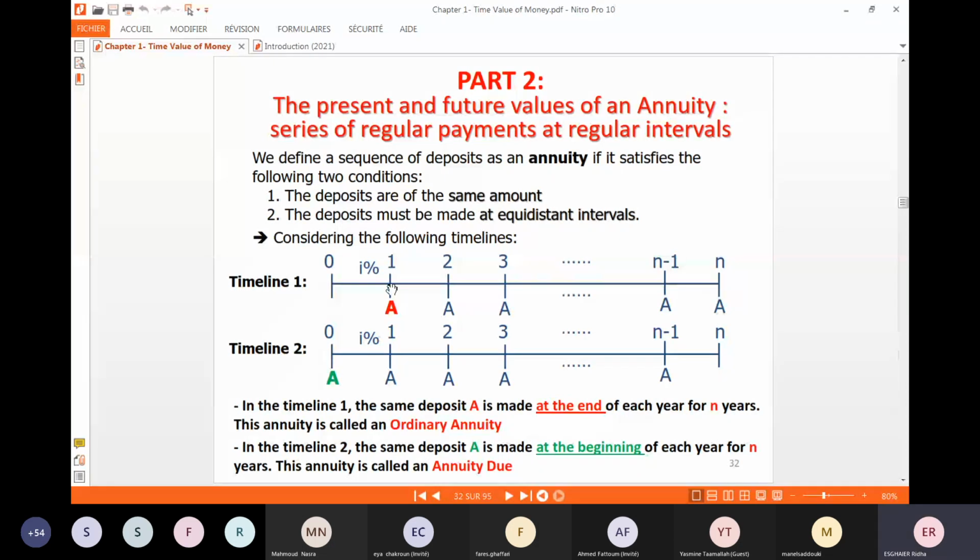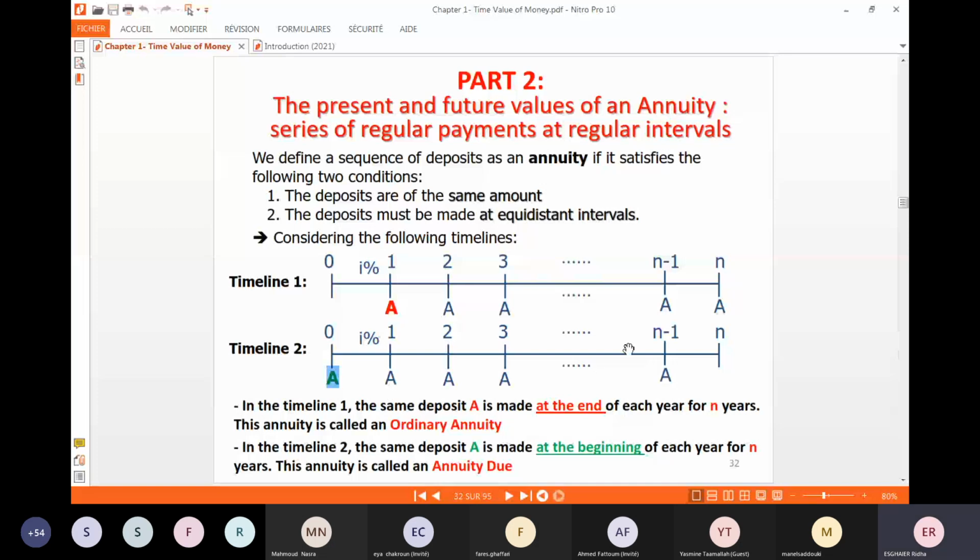Suppose now that the amounts to be paid or to be received will occur at the beginning of each period. So the first one will occur at the beginning of period 1. This is the beginning of period 1, the date 0, today. If the first amount will occur at the date 0, today, and we have n equal amounts for n years, we call it an annuity, and this annuity is an annuity due.